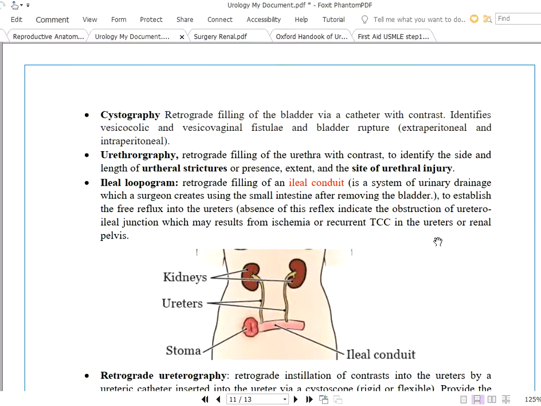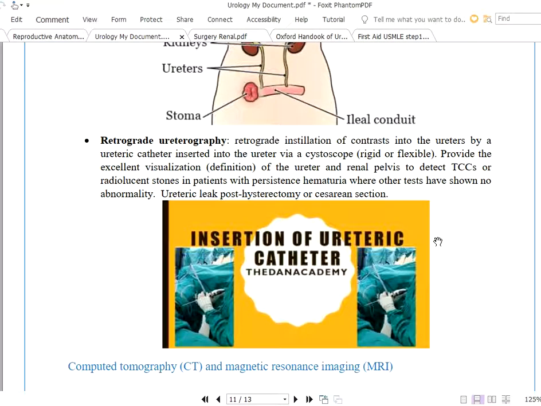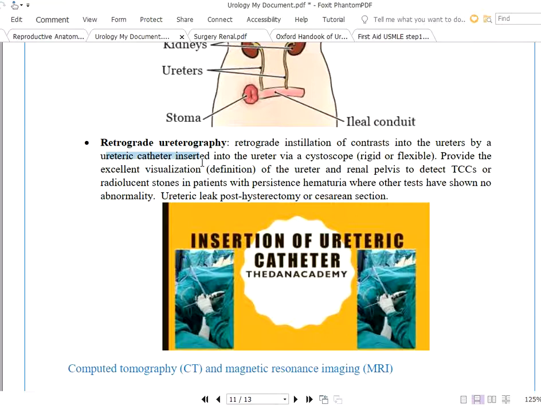in the ureters or renal pelvis. So the other investigation is retrograde urography, the same thing. It's just the camera of a fiber optic cystoscope that they insert through the urethra and urinary bladder, and you go to the level of the ureter. So it's a retrograde instillation of contrast into the ureter by a ureteric catheter inserted into the ureter via cystoscopy, which may be rigid or flexible.